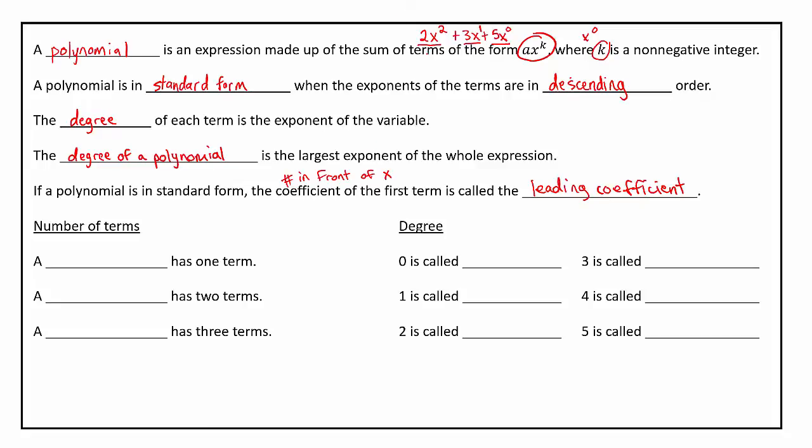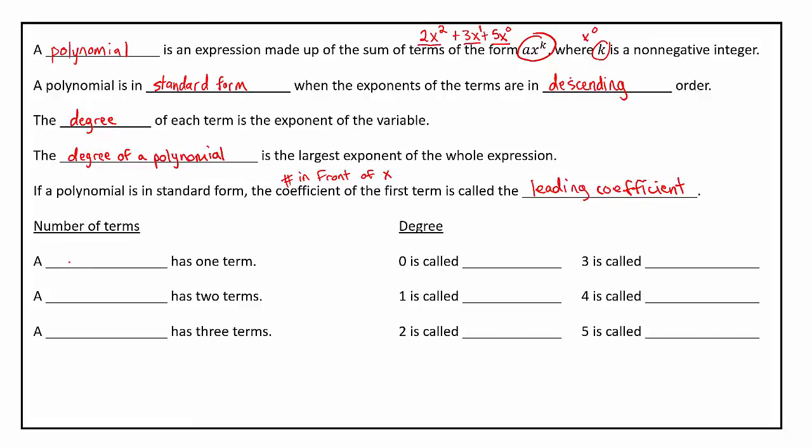So 2x squared has a coefficient of 2, 3x has a coefficient of 3, and 5's coefficient is 5. But the leading coefficient is the very beginning. If we're in standard form, it's the very first coefficient we have, which in this case would be 2. One of the things we're going to do with this is we have words to name polynomials, which you may have seen before, and one of the ways we can name them is by how many terms they have.